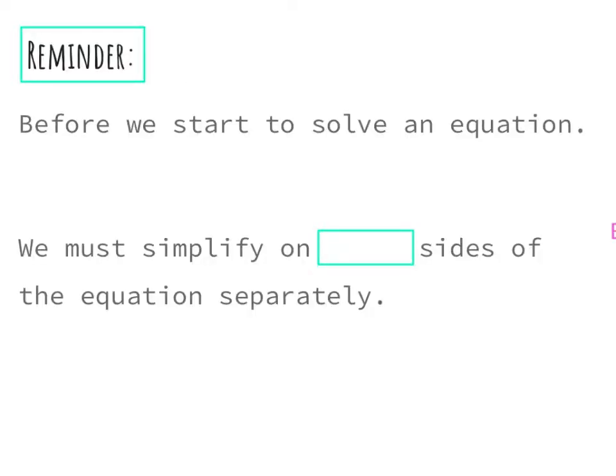Reminder before we begin, before we start solving an equation, we must simplify on both sides of the equation separately. We can only combine like terms on one side of the equation or the other. We can't combine them over both. Just like last time, we had to take care of one variable and move it to the other side. We're going to have that same situation here. But before we do that, we're going to have to make sure that everything is simplified completely separately. So let's go ahead and take a look at example A.